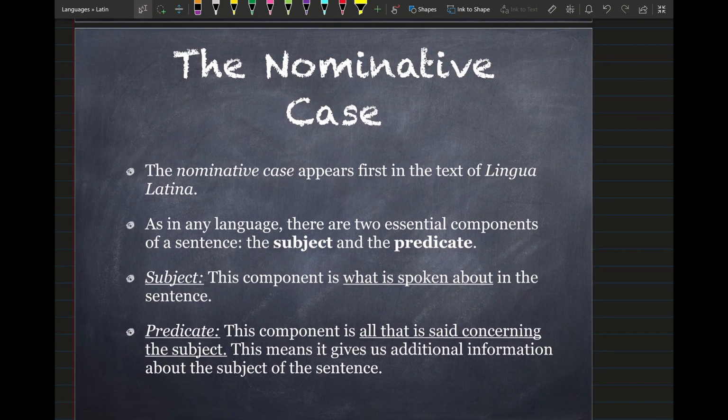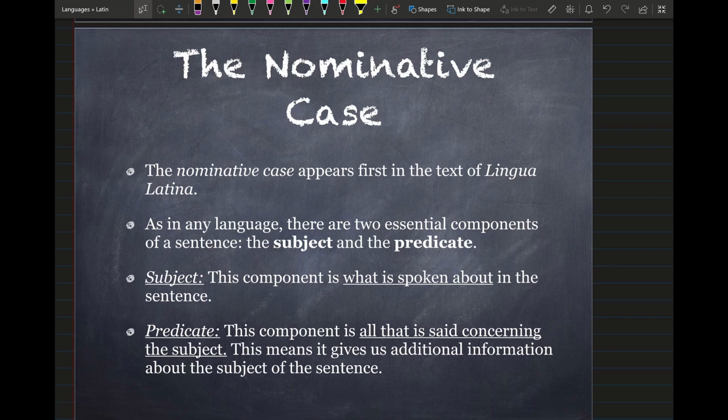Right, the nominative case. This will appear in the first Lectio of the first chapter of Lingua Latina. This is something that we encounter immediately. As in any language, there are two essential components of a sentence: the subject and the predicate.